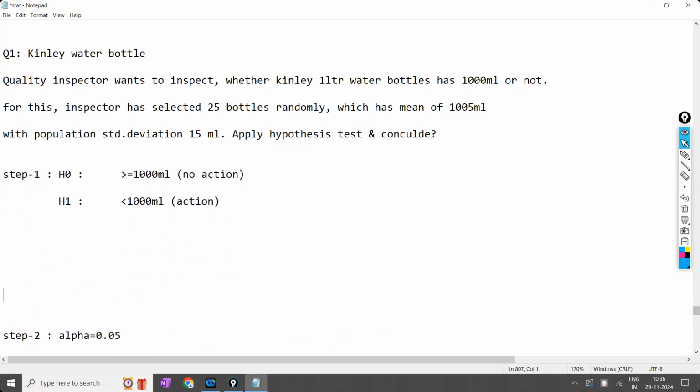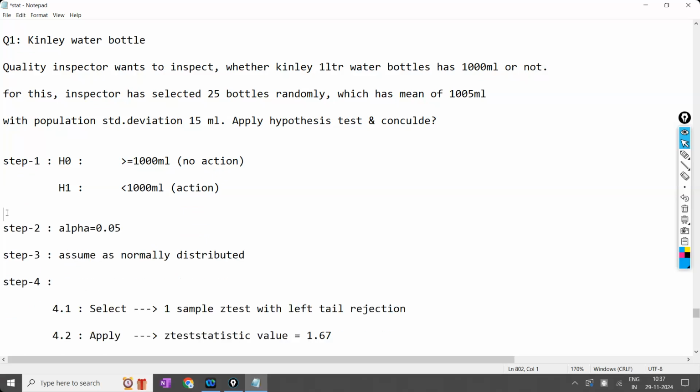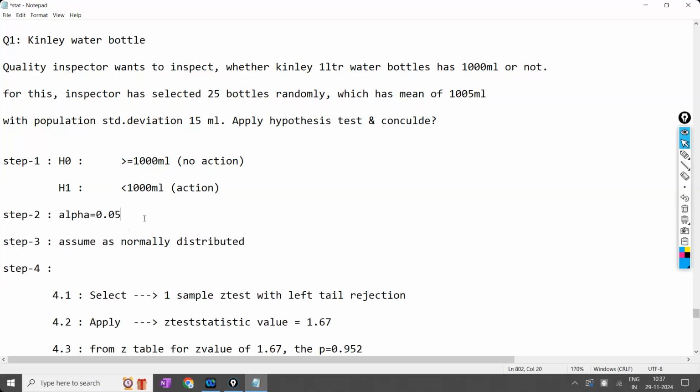Everyone is clear with step one? Formulation. Now coming to step two. What is step two? Open your notes. Level of significance. Now, in the question, was the level of significance given? No. If the question doesn't have the level of significance, then what default value do we take? 5%, which is 0.05. 5% is percentage-wise; value-wise it is 0.05. So you are going to take step 2 as 0.05.